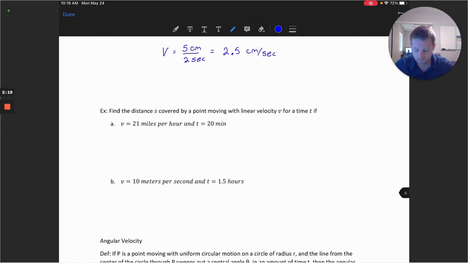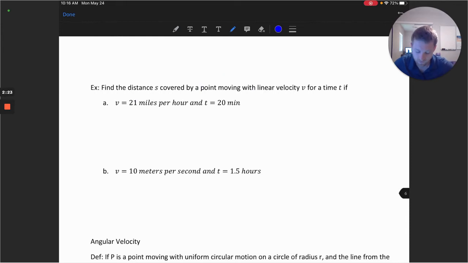Let's consider the next few examples with a distance. We want to find the distance s covered by a point moving with linear velocity v and for a time t. So if I am moving in part A with a velocity of 21 miles per hour for 20 minutes, we want to know how far we've actually traveled. So we have the velocity v and the time t. Well, you'll notice that these two do not have the same measurements. We need to convert some time measurement so that we can equate these two.